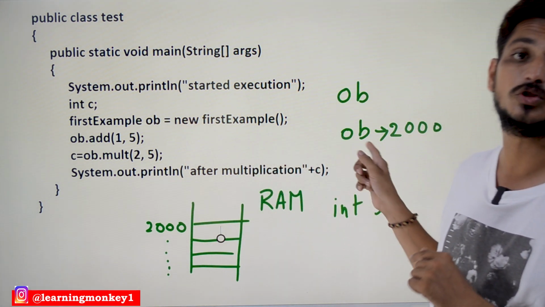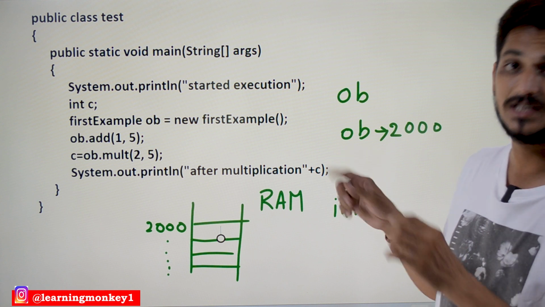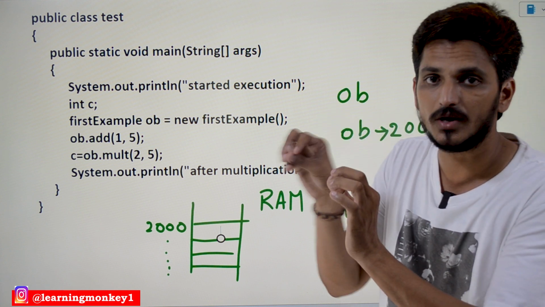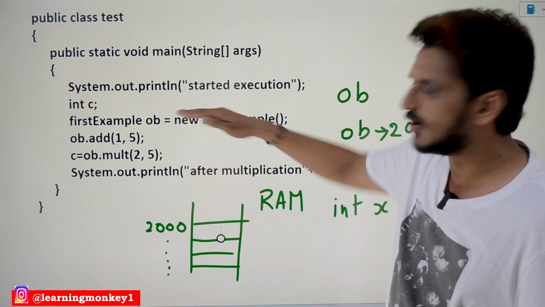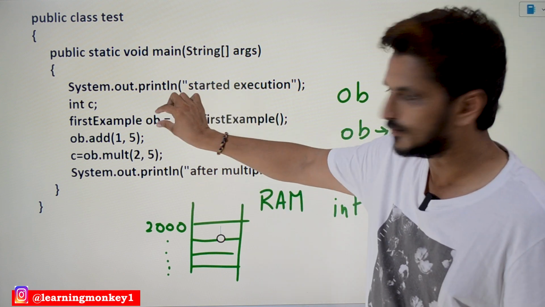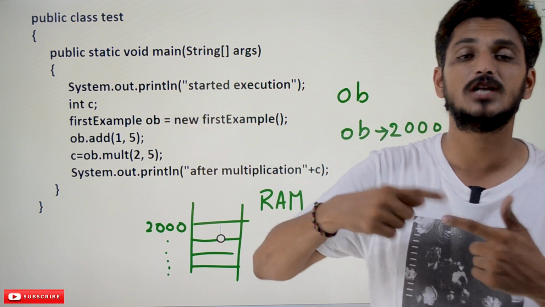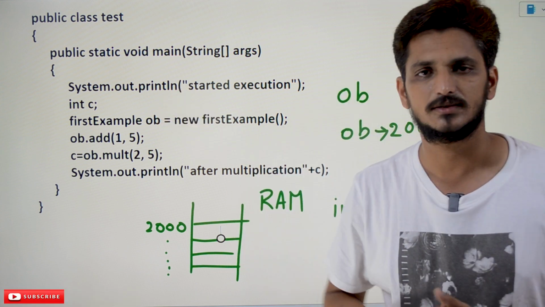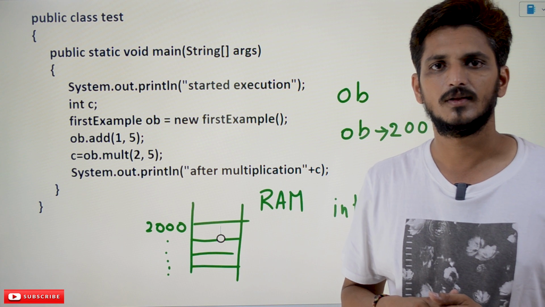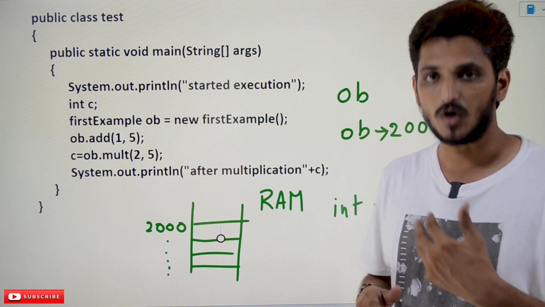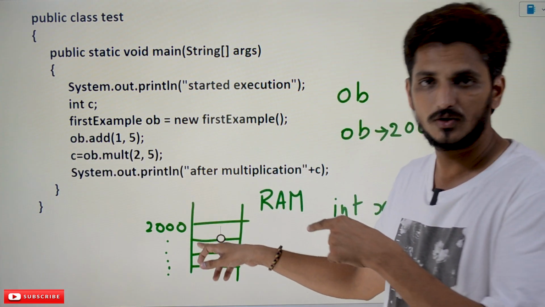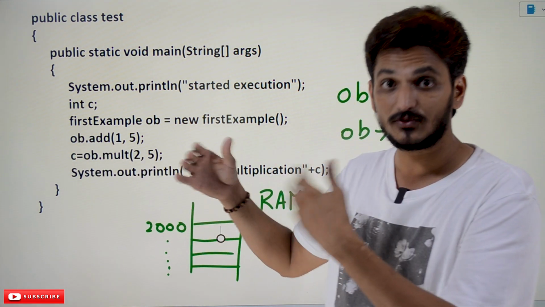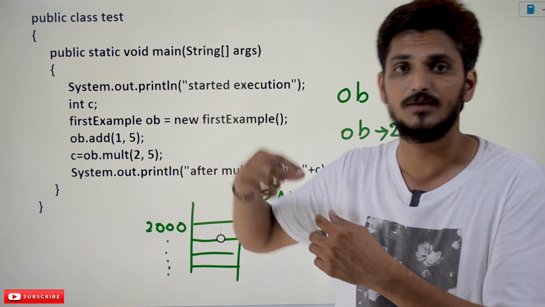OB contains 2000, which means it is referencing that memory. That is what happens when we create an object. Once we create this object, we can use the methods that are present in that class. So how are we going to use that? OB is positioning the 2000 location. That's why it is called a reference variable.